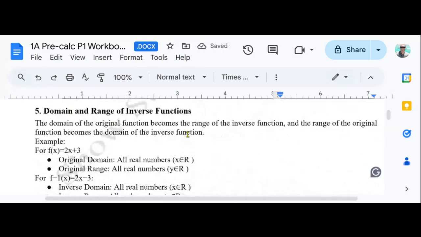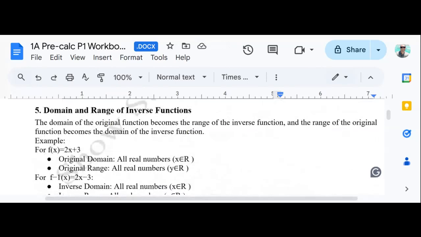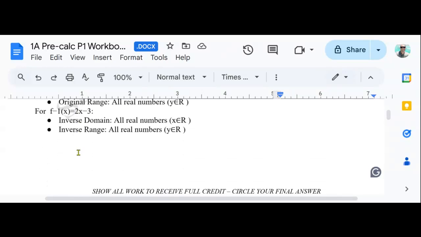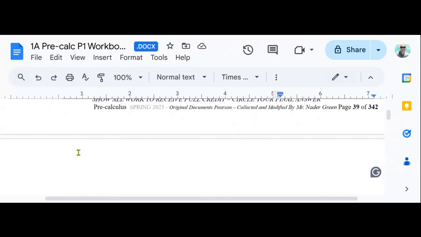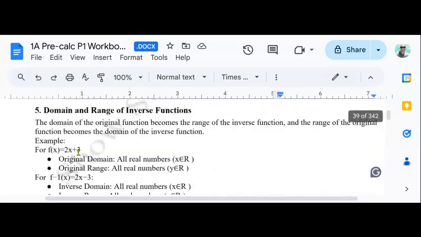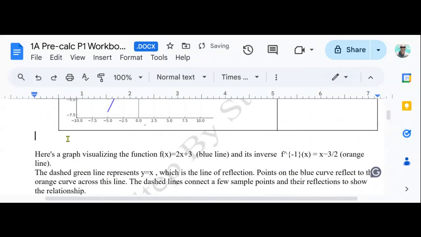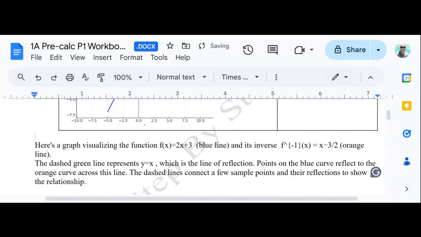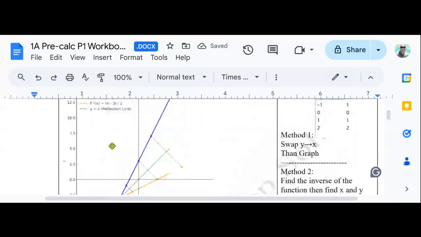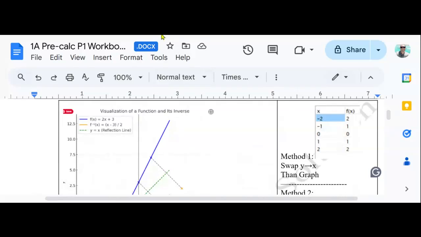We have domain and range, right? So if he's giving you 2x plus 3 and he's giving you the domain and the range, what is the domain and range of the inverse? You reverse them. The range becomes the domain and the domain becomes the range. Easy as easy. Any questions? The inverse of the exponential function is the logarithm function. Okay, very good. All right, so up to here is clear.